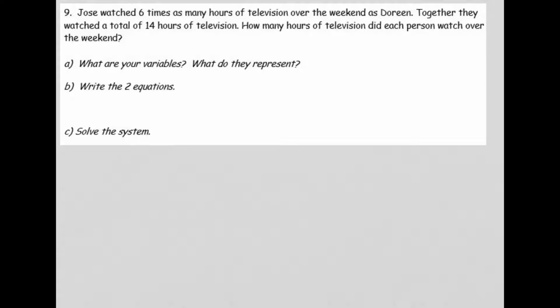Okay, if you don't know where to start, often if you just reread the question, it will tell you what you're looking for. And the thing that you're looking for is often the variable. So the question says, how many hours of television did each person watch? Okay, so maybe we could say that X is the number, that's not a hashtag, number of TV hours watched by Jose.